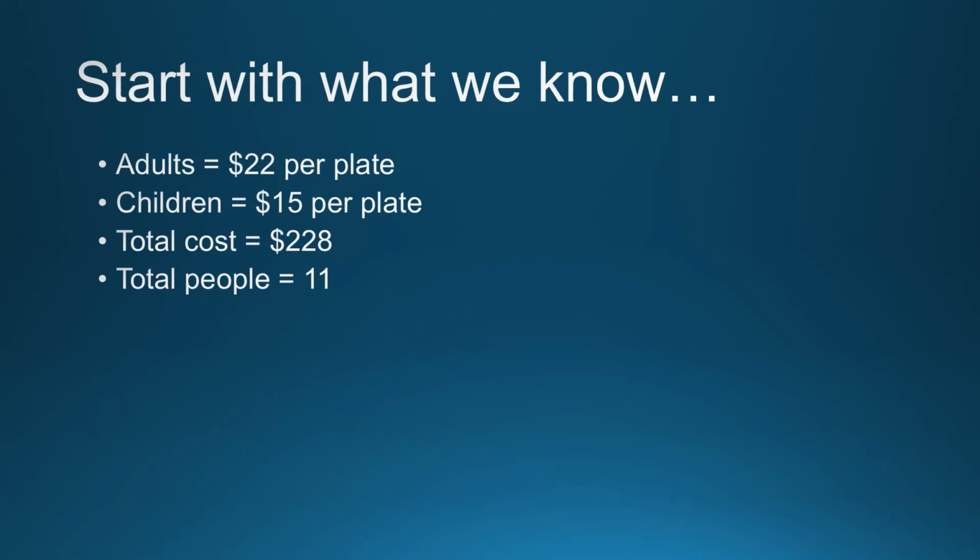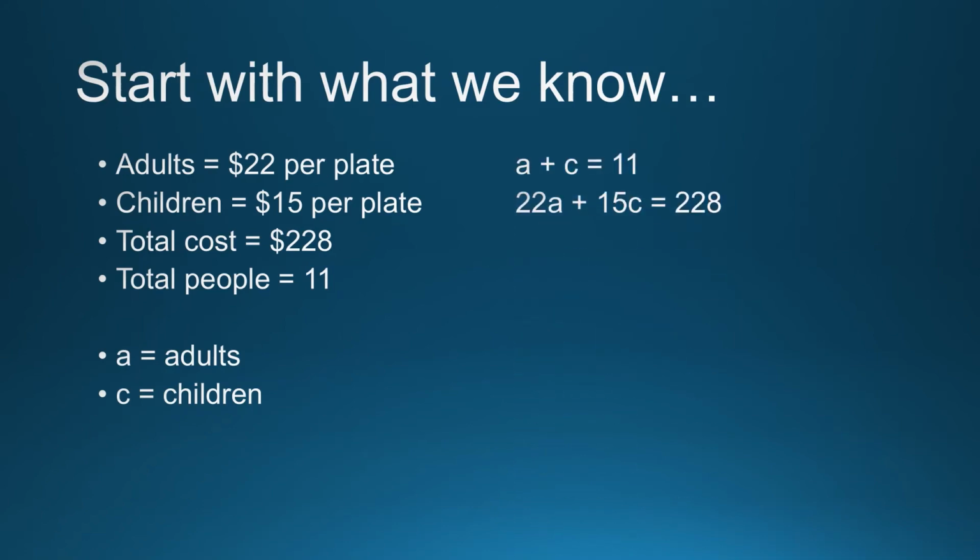Alright, whenever we start a math problem or physics problem, we start with what we know. So we write out adults $22 a plate, children $15 a plate, total cost $228, and total people 11. We're going to make some variables, so we're going to say that A equals adults and C equals children, and we're going to write out two equations. So A plus C, adults plus children, equals the total of 11 people, and then $22 per adult plate plus $15 per child plate equals 228.